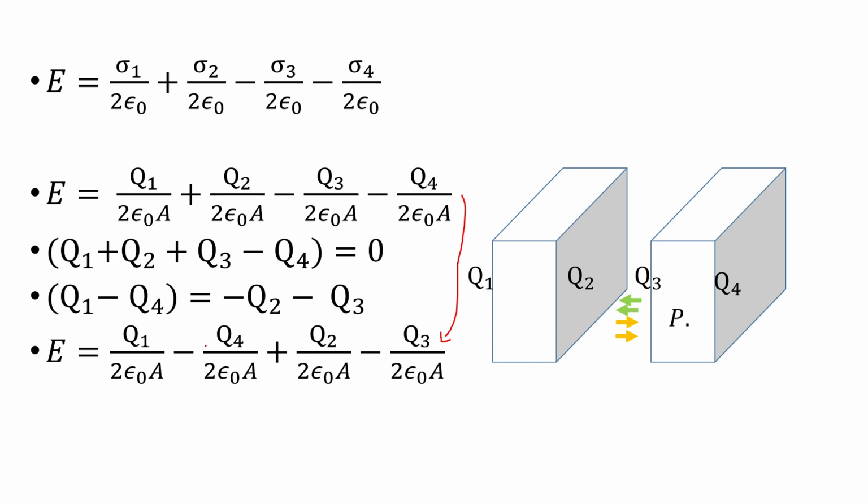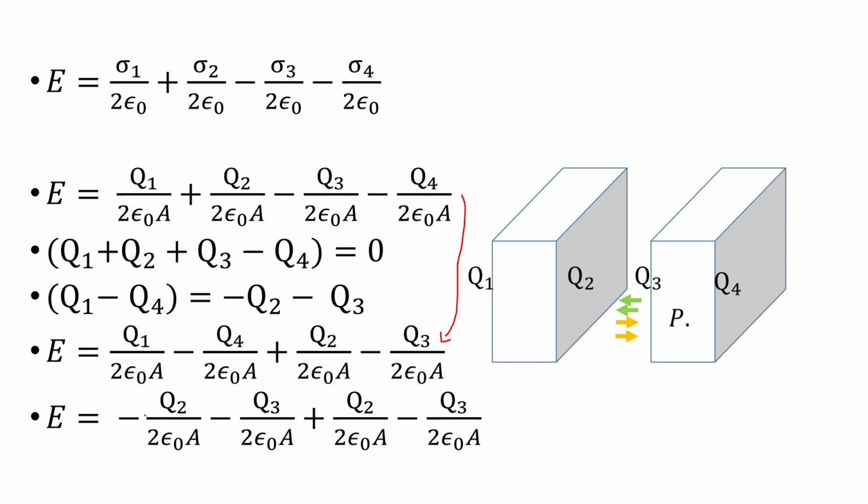And if we substitute this value, q1 minus q4 equals minus times q2 minus q3, we will obtain a relation E equals minus Q2 by 2 epsilon naught A minus Q3 by 2 epsilon naught A plus Q2 by 2 epsilon naught A minus Q3 by 2 epsilon naught A. Here what I have done, I have substituted Q1 minus Q4 as minus times Q2 minus Q3. Now this value minus Q2 by 2 epsilon naught A and plus Q2 by 2 epsilon naught A will cancel out. So we will obtain net electric field as minus Q3 by 2 epsilon naught A minus Q3 by 2 epsilon naught A.